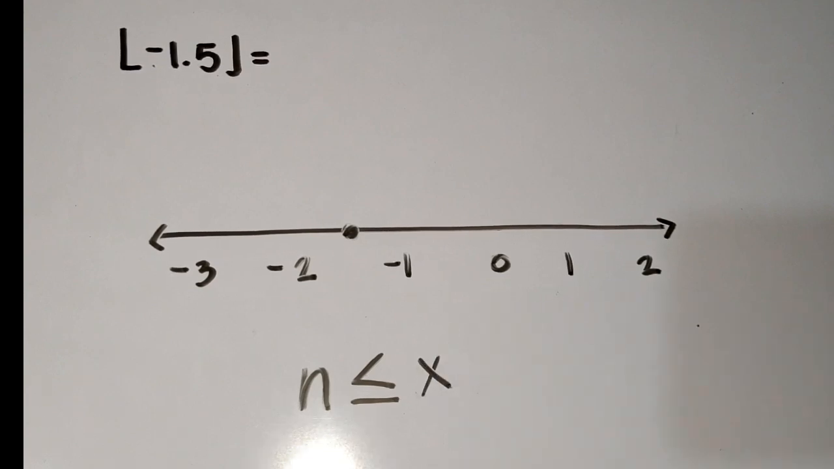So since negative 1.5 is between negative 2 and negative 1, and between negative 2 and negative 1, negative 2 is less than negative 1. So the greatest integer function of negative 1.5 is negative 2.